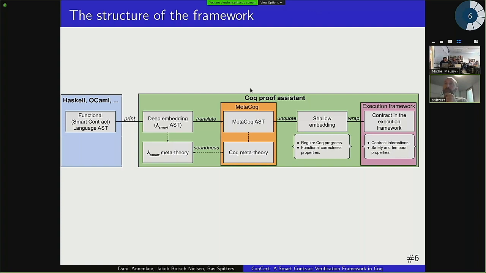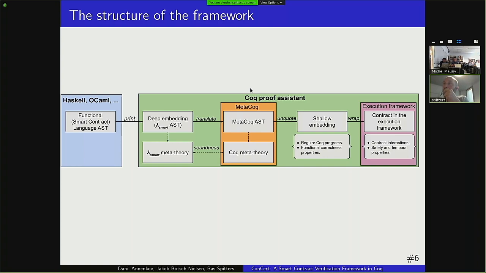What we've done is you take your functional language, for example embedded into Haskell or OCaml. This is your functional smart contract language. Then you print it to Coq, so you get a deep embedding of the AST. Then you translate in Coq to the MetaCoq AST. All the transformations you're doing, you can actually reason about and prove to be correct. Now you can do the interpretation of the syntax in Coq by the quoting and unquoting, so you can connect this to running Coq programs. And now we can unquote to get the shallow embedding. So we have both the deep and the shallow embedding. The deep one is where you actually have the AST in hand.